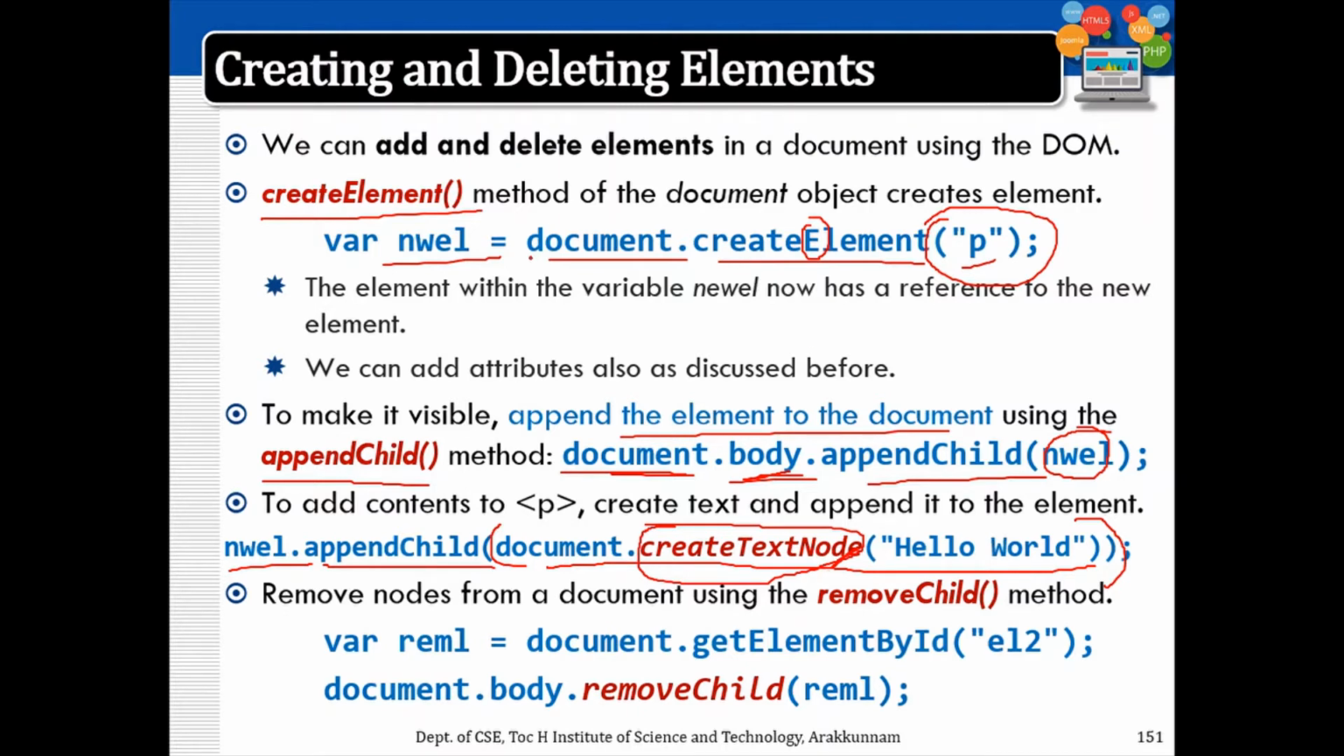First of all, we created the element, then using appendChild we added that element to the document itself. Then we created a text node and it is appended to the paragraph tag.